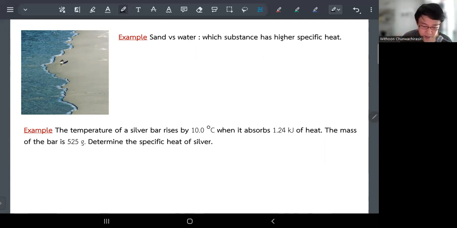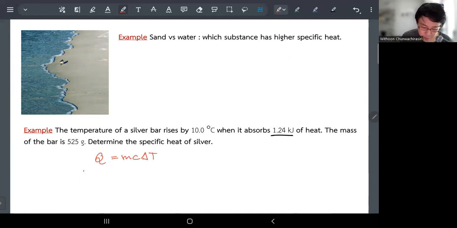Now try this one. This is a plug and play example. The temperature of a silver bar rises by 10 degrees Celsius when it absorbs this much energy, in kilojoules of heat. The mass of the bar is given to be 525 grams. Determine the specific heat of silver. This is going to be a straightforward plug and play. Q equals m c delta T. Make sure to use the correct units.